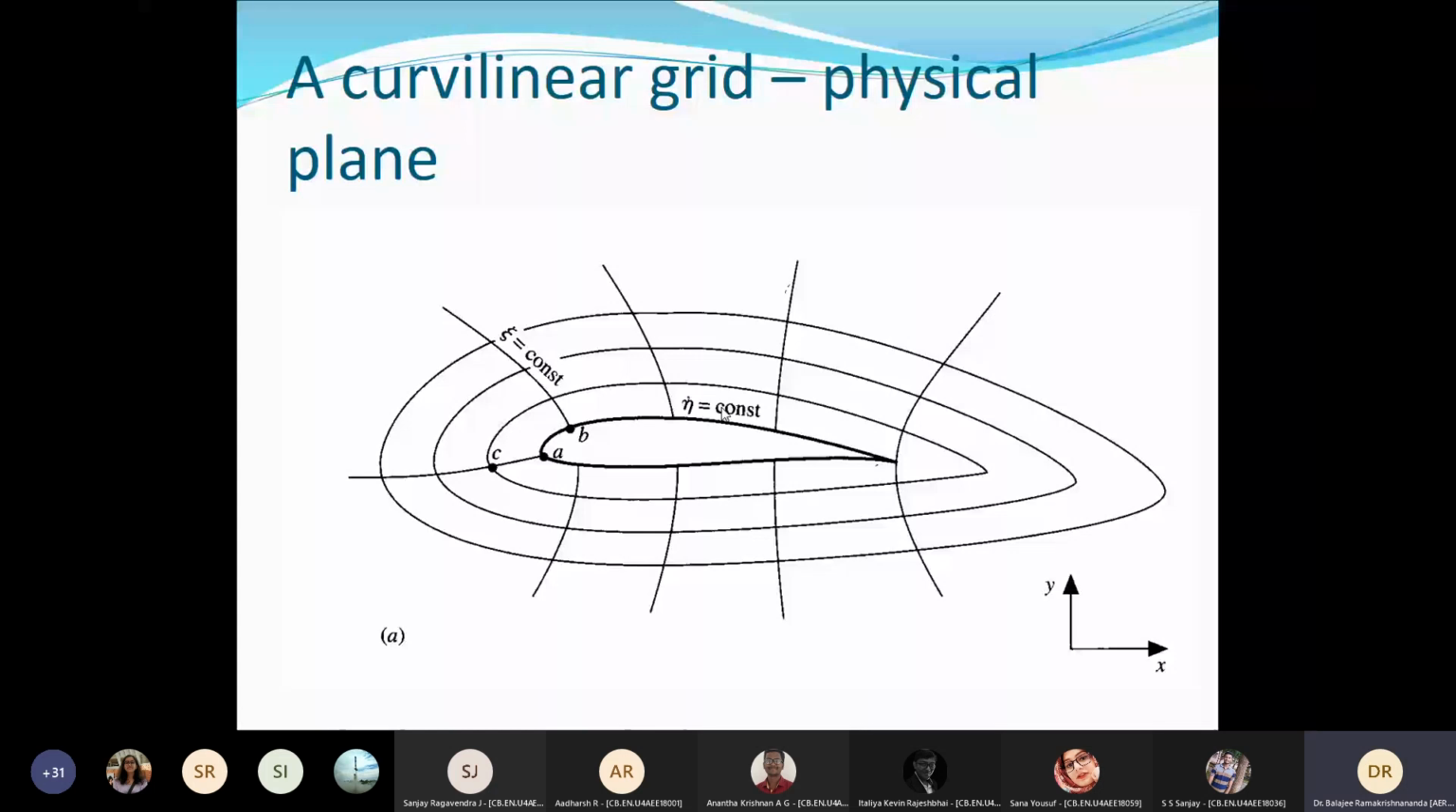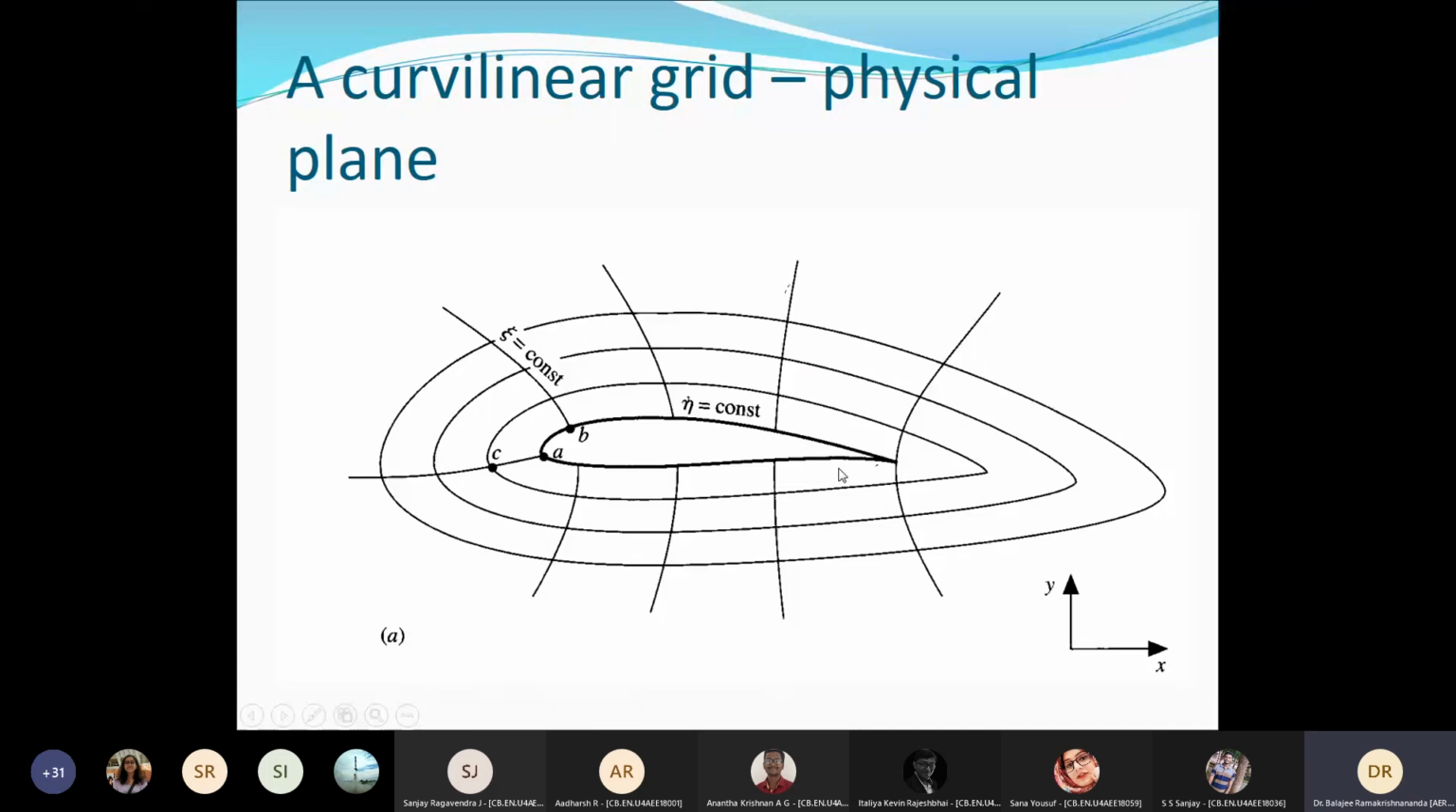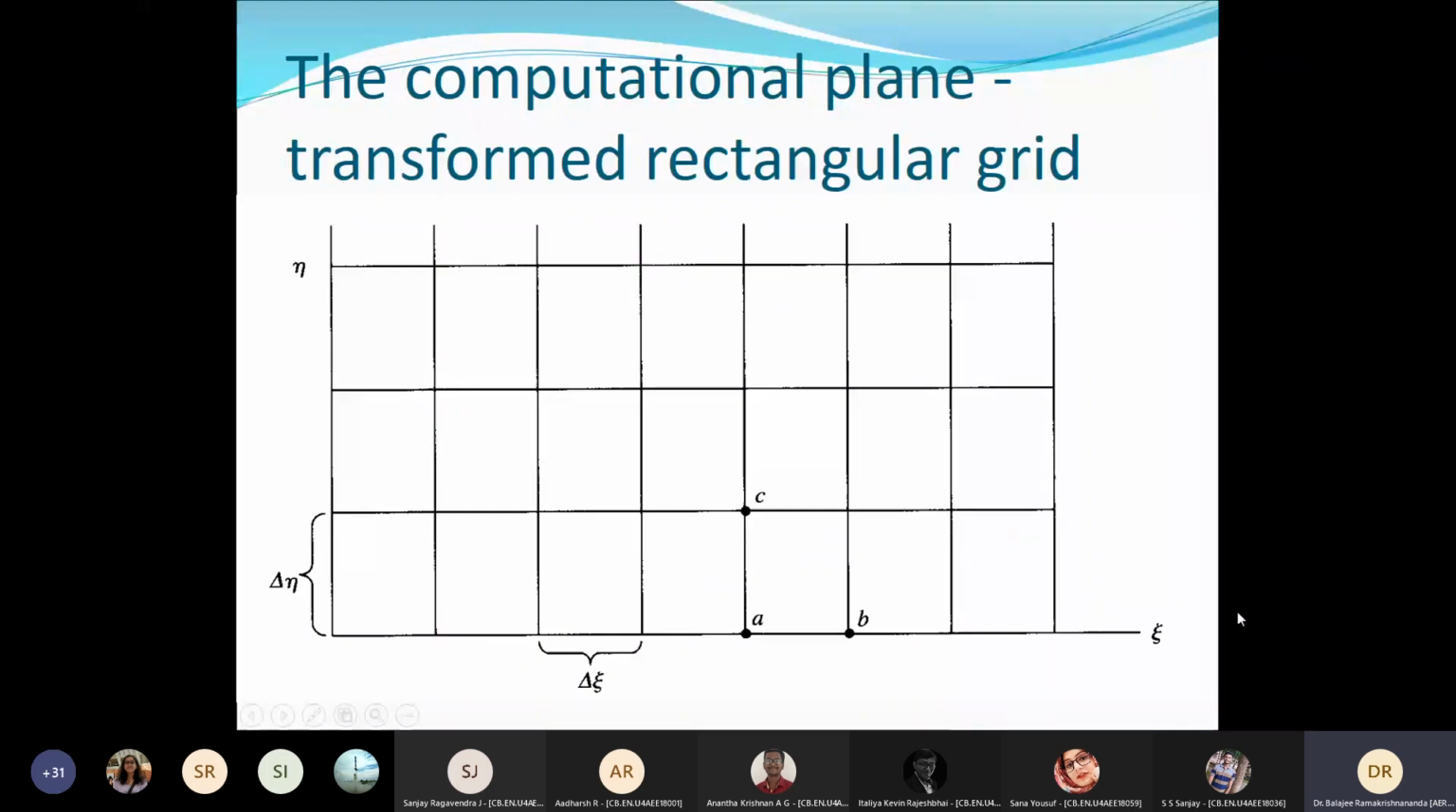In this computational plane, instead of x-axis, you have z-axis. Instead of y-axis, you have eta-axis. In this, the z varies from 0, 1, 2, 3, 4, 5, 6, 7, 8, and so on. Here also z is varying between 0, 1, 2, 3, 4, 5, 6, 7, 8, etc. Eta is varying from 0, 1, 2, 3, etc.